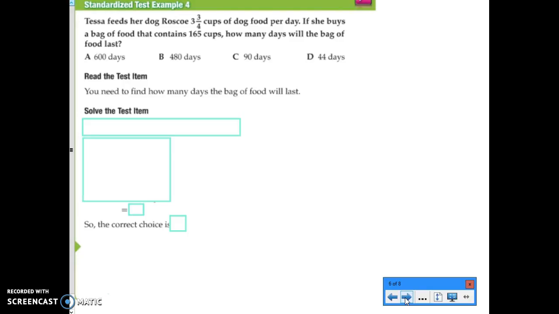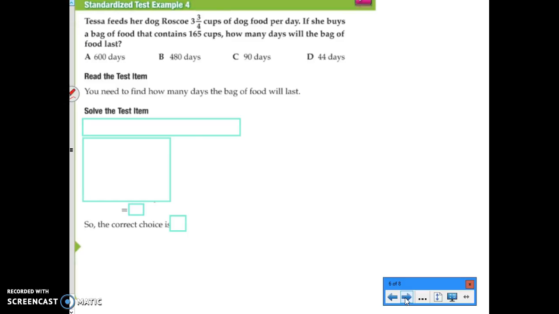All right, let's take a look at this test example here. It says Tessa feeds her dog Roscoe 3 3/4 cups of dog food per day. If she buys a bag of food that contains 165 cups, how many days will the bag of food last? Well, here, your job, you can see, is to divide, right?